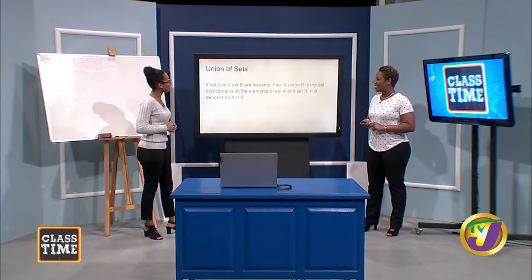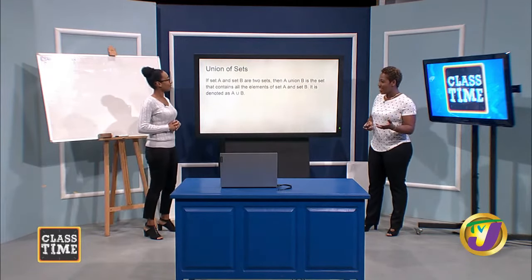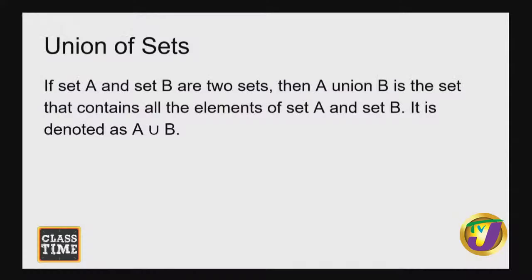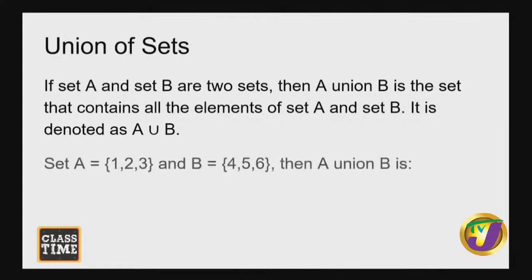Let us look at the union of a set. If set A and set B are two sets, then A union B is a set that contains all the elements of set A and set B. It is denoted as A union B. And this is our symbol for union. It looks like a U, and you say A union B. All right. Let us look at an example.